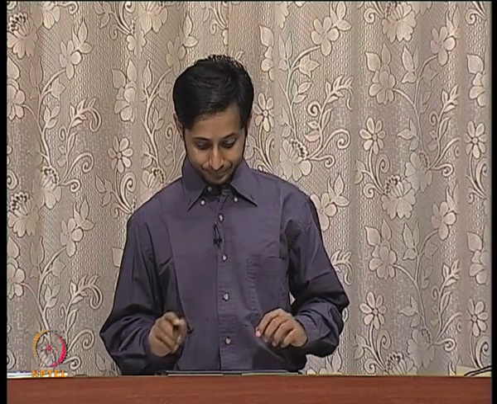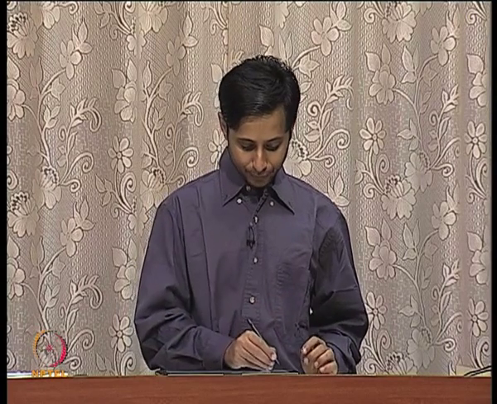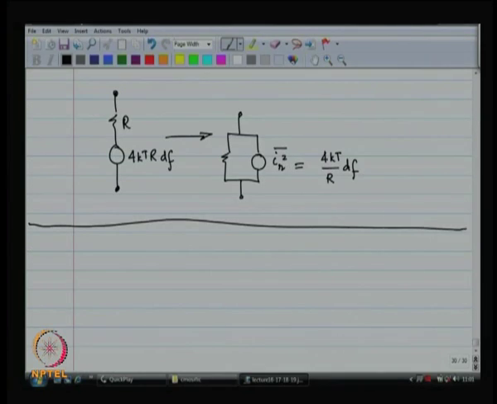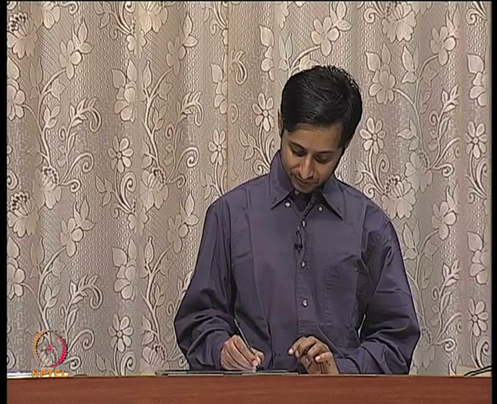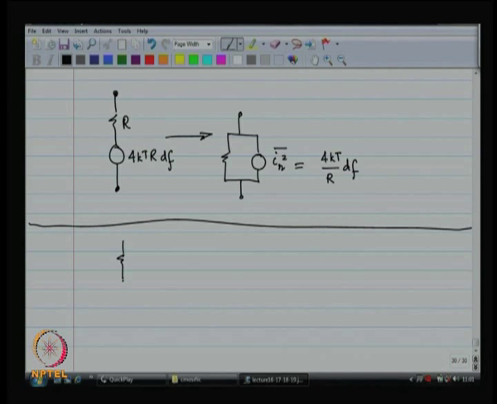All right. So, this is what we have so far. These are the different noise models. This is the model for a resistor. Next step is what happens when you put two resistors in series. You should be able to replace two resistors R in series with one resistor, which is really 2R.